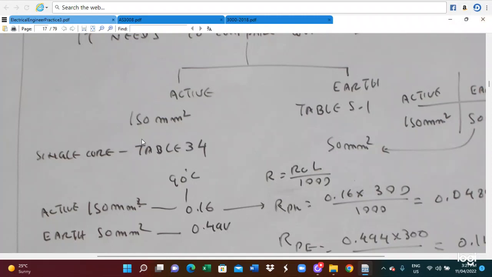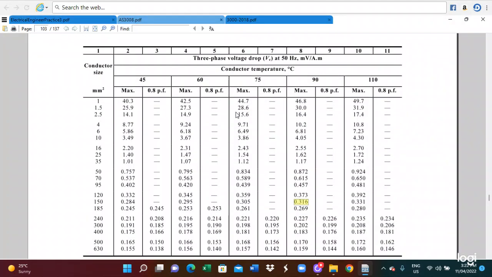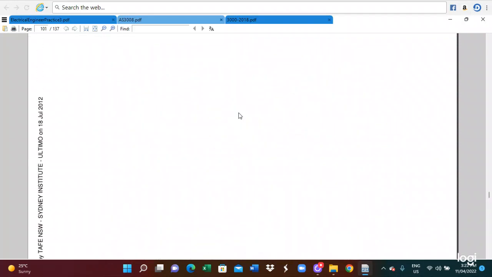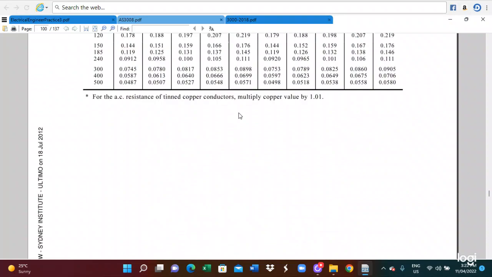Active wire impedance: a 150 millimeter square cross-sectional area is given. This is single core. Single core, therefore we utilize table 34, 90 degrees centigrade and 150 millimeter square. So we find out the table is 34, because single core is table 34.